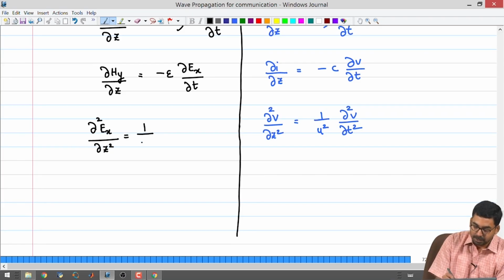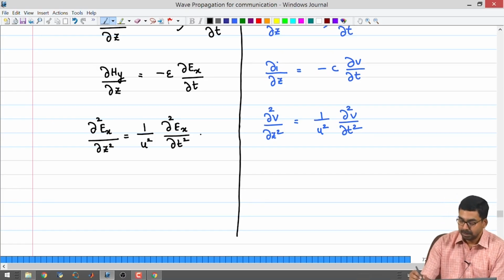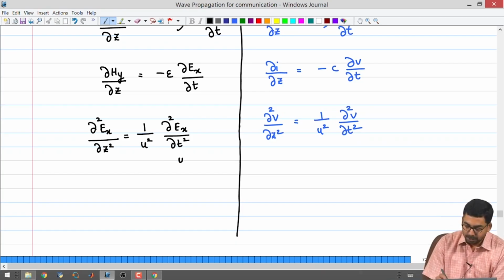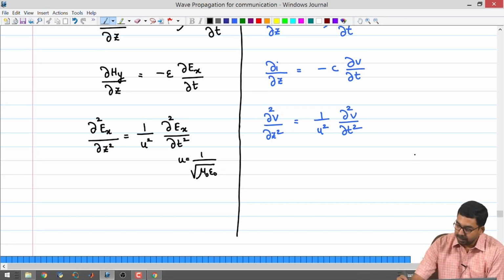One by u square remains 1 by u square. The difference has to be pointed out. U is 1 by square root of mu naught epsilon naught, because we are dealing with vacuum. In this case we are dealing with some capacitances and inductances.